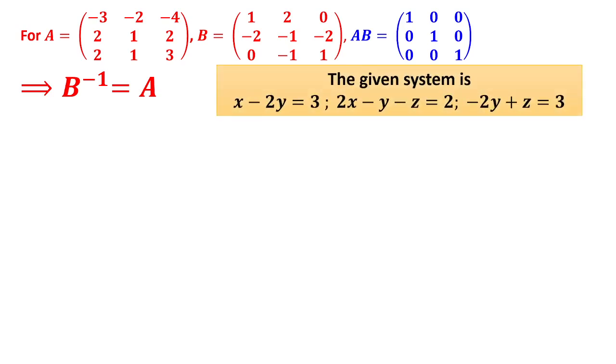But here be careful in this problem. The given system is x - 2y = 3, 2x - y - z = 2, and -2y + z = 3. When you just see it, it is not exactly the given B. Be careful. The coefficients 1, -2, 0, 2, -1, -1, and 0, -2, 1 are not forming the matrix B, but they are forming B dash. Therefore, be careful. Therefore, we have to check what is the inverse of the B transpose. It will be the A transpose.